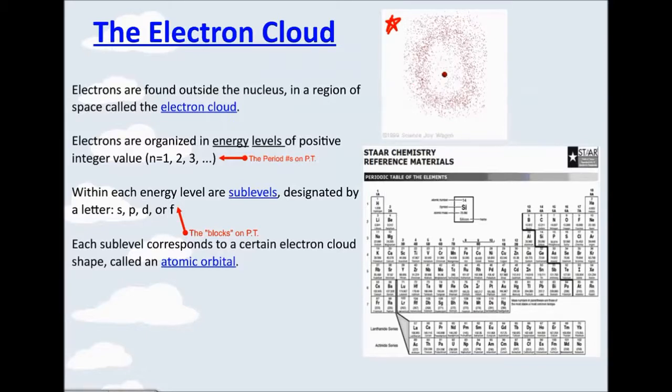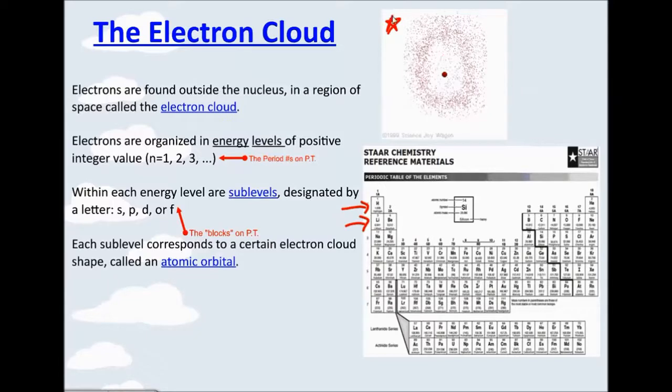Electrons are organized in energy levels of positive integer value, which is the period number on the periodic table. So I have a periodic table for you to look at, and here are the period numbers. If I say that an electron is in energy level 1, then I'm talking about period 1 on the periodic table. Within each energy level are sublevels. They're designated by blocks labeled S, P, D, or F.